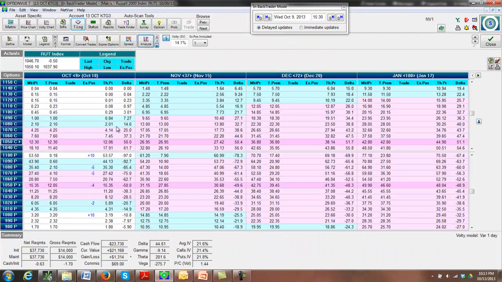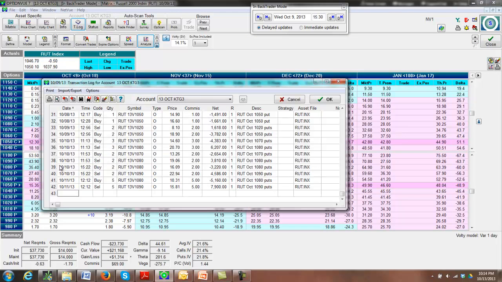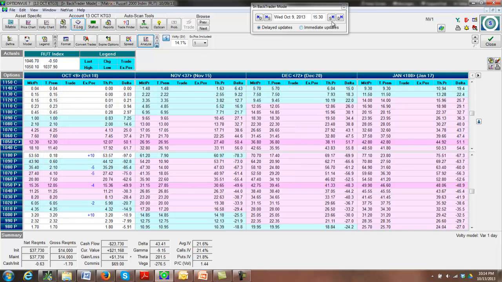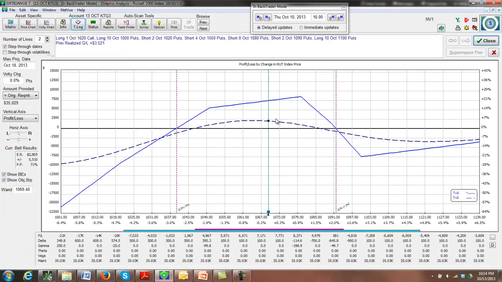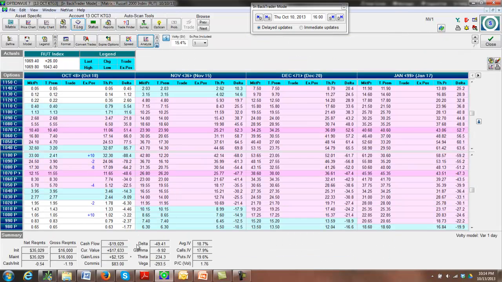So Thursday, in comes the bounce, and I started buying 1070, 1080 verticals, and then right towards the end of the day, I started into the 1080, 1090s. So you'll see by the end of the day on Thursday, we're sitting in this position here. Again, I am up well over 2,000, so I'm not quite at 5%.